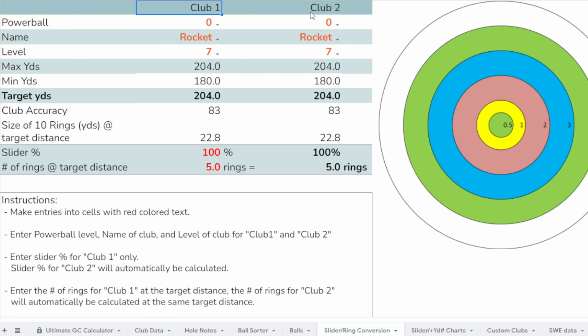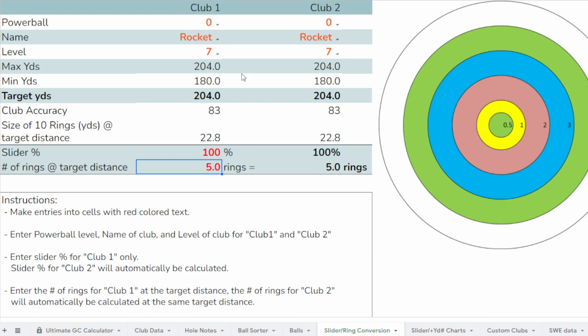So you see here for Club 1 and Club 2, what it will do is find equivalent ring sizes between those two clubs, or equivalent slider percentages for those two clubs, based on the club and the level of power for your ball. Anything you see in red in the calculator is something where you can make a change or entry. The power level for Club 1 and Club 2, the name of the club for Club 1 and Club 2, the level of the club, and also the slider percentage and the number of rings for Club 1 are for you to provide as input.